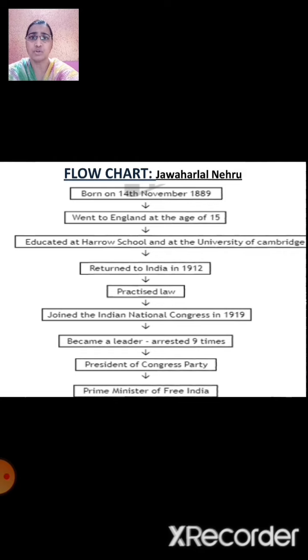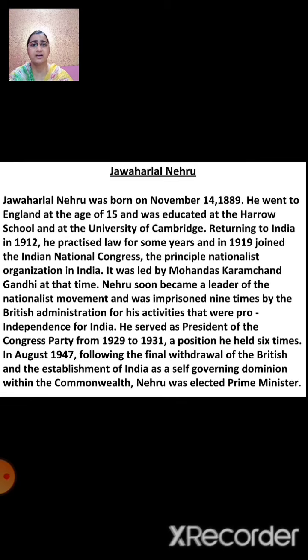Remember not to add any irrelevant points. Now, think of a suitable title and start writing the paragraph. Remember students, as I said earlier, the first two lines of your paragraph should summarize the main idea of the given topic. Now, look at this answer. The topic is Jawaharlal Nehru.